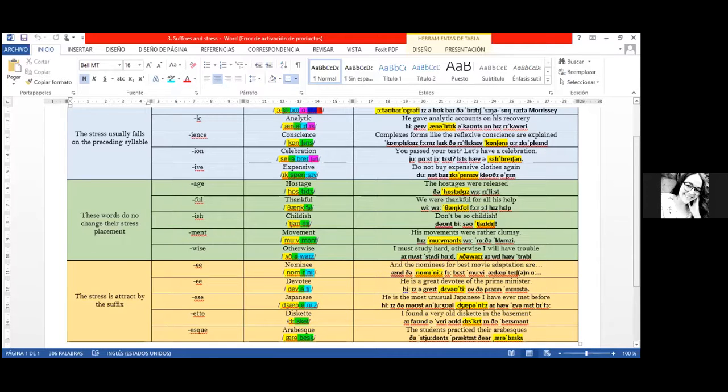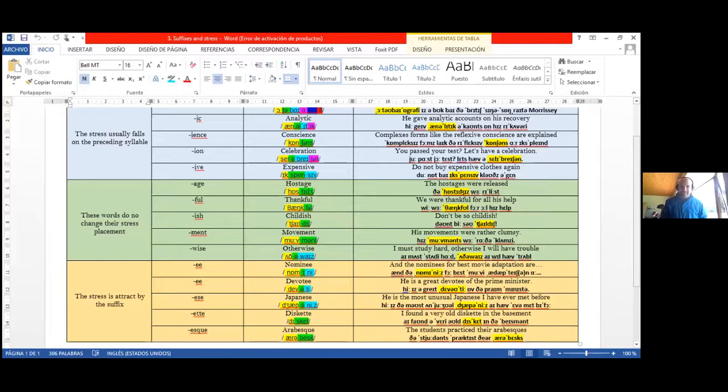And for the last group, the stress is attracted by the suffix. I select double E, then S, et, and esc. In the first case, I have nominee: The nominees for best movie adaptations are... Then devotee: He is a great devotee of the Prime Minister. Then Japanese: He is the most unusual Japanese I have ever met before. Diskette: I found a very old diskette in the basement. And then arabesque: The students practiced their arabesques. And those are the words.